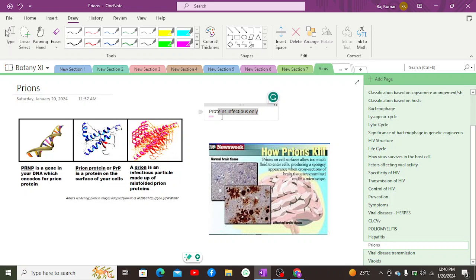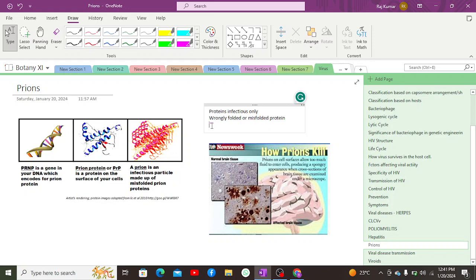Now, this is a genetic material free, nucleic acid free, infectious protein particle, and that particle is made up of wrongly folded or misfolded protein. As it does not have genetic material, you might be wondering how it causes infection.